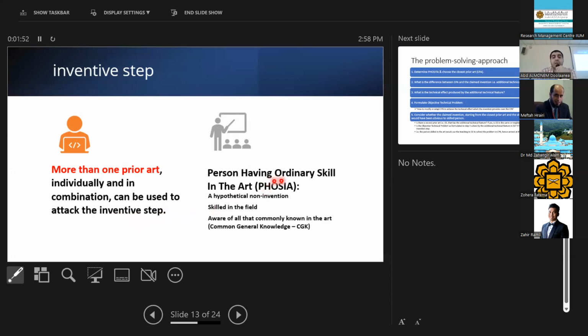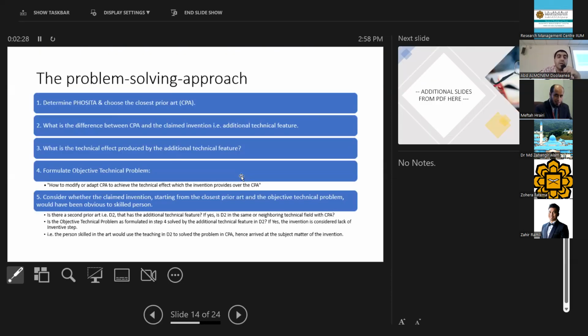Who is the person having ordinary skill in the art? We call it POSITA. A hypothetical, non-inventive person skilled in the field, aware of all that is commonly known in the art, the common general knowledge. So just imagine someone in your field, your peer, who has the general knowledge in your field. This is the one we imagine: is your invention obvious for him or not? This is who the POSITA is.